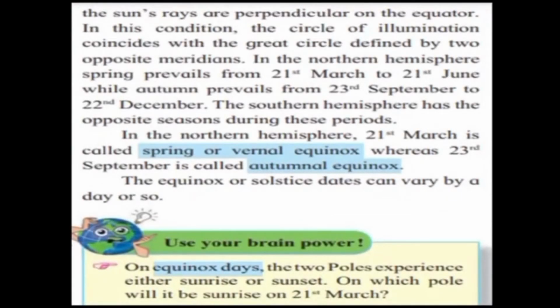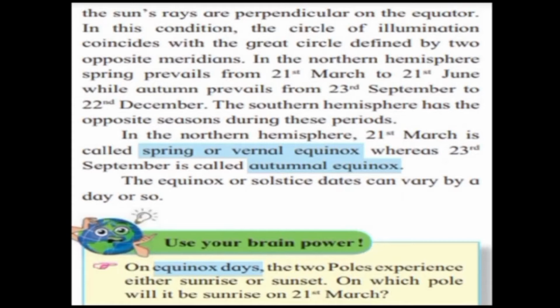On equinox, the sun's rays are perpendicular on the equator. In this condition, the circle of illumination coincides with the great circle defined by two opposite meridians.